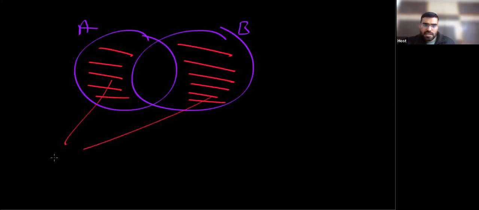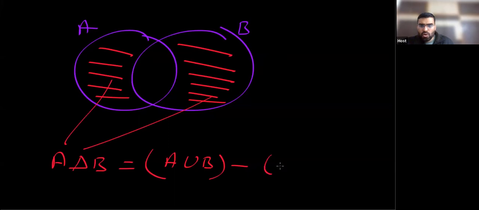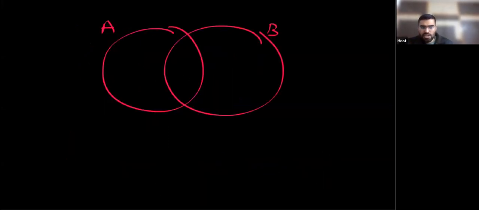Okay, so if this is A and this is B, then you can notice that this area is the symmetric difference area. So this red area is your A symmetric difference B. And this is nothing but the union, from which you remove the intersection. The common part we are removing. Okay. So anyway, this is your symmetric difference. Like this you can do.